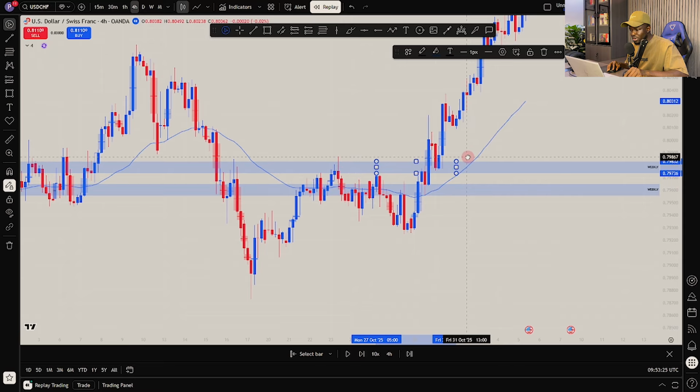We have the next zone around this place here. Price action broke this resistance zone here. Then price invalidated it, retested it again, then price bought.